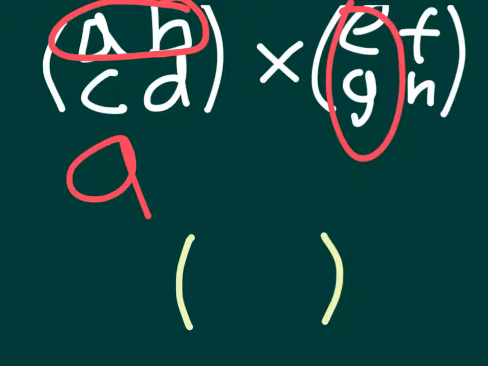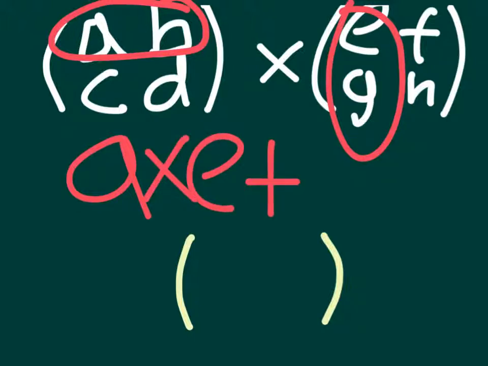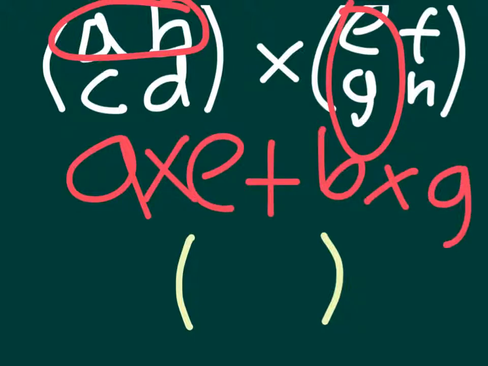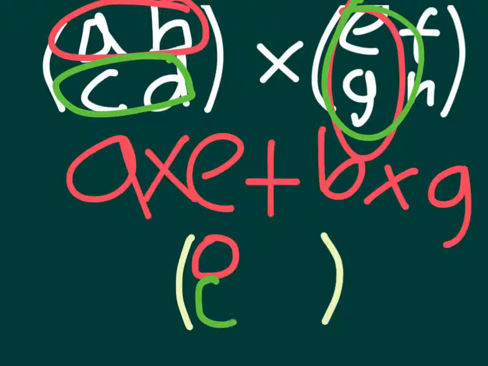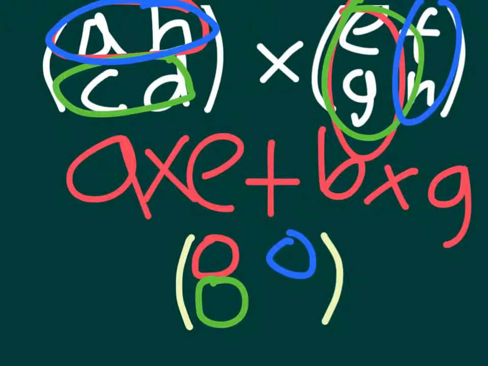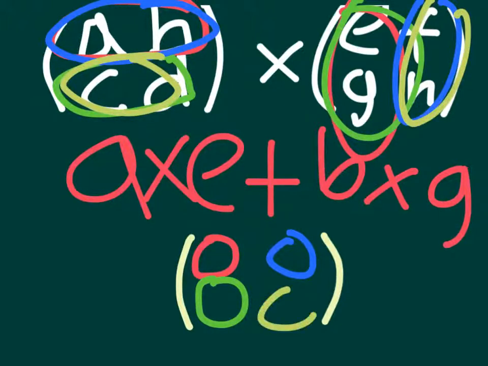So in this case, it would be A times E plus B times G, and its new position would be on the top left corner. If you were to repeat that for the rest, CD would be multiplied by EG, come to the bottom left, AB multiplied by FH will give you the top right, and CD times FH will give you bottom right.